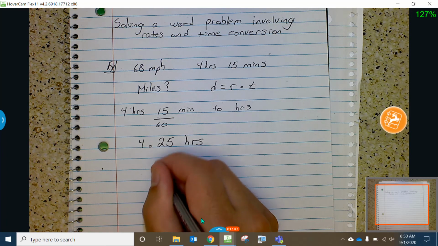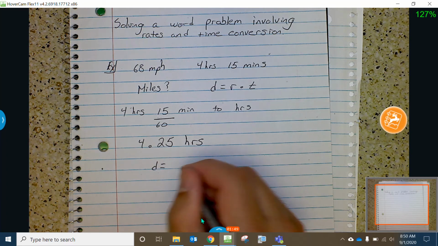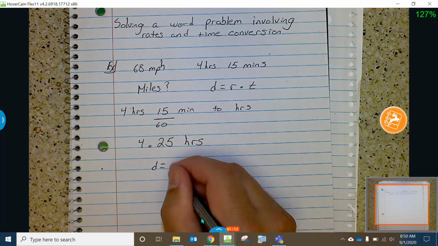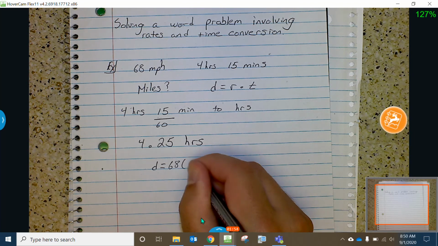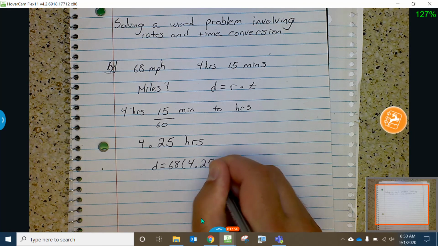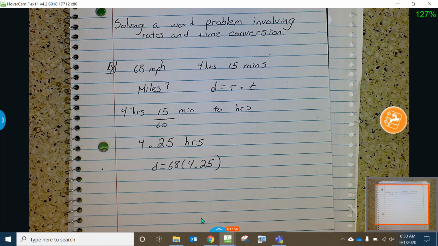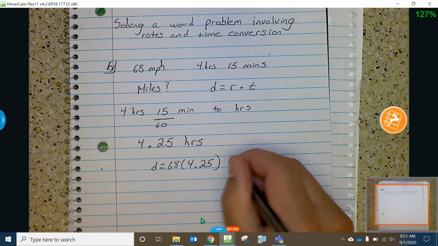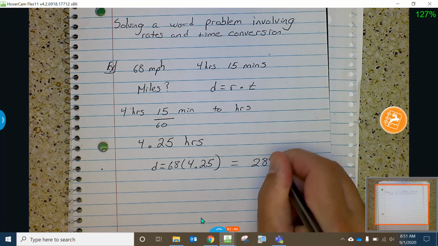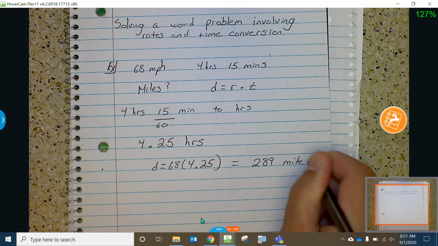So the distance is going to equal the rate, 68, times the 4.25. Okay, just take out your calculator, 68 times 4.25. You get the distance is 289 miles.